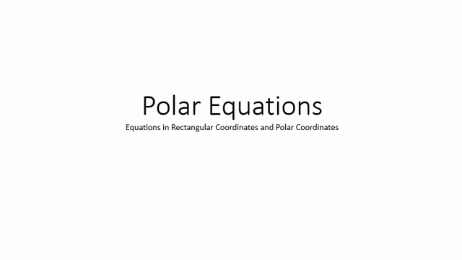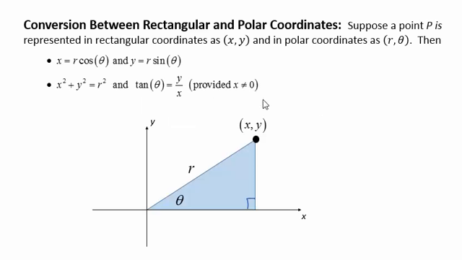In this video, we are going to finish looking at polar equations and how to rewrite equations from polar coordinates to rectangular coordinates. To do so, recall that if we know a point P has rectangular coordinates x, y and polar coordinates r, theta, then the relationship between them is that x can always be written as r cosine of theta, and y can be written as r sine of theta.